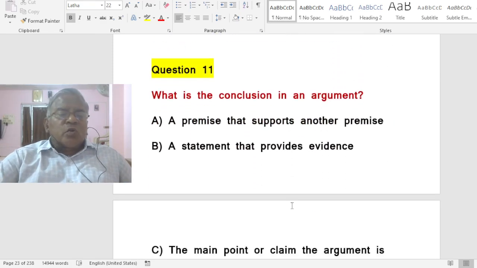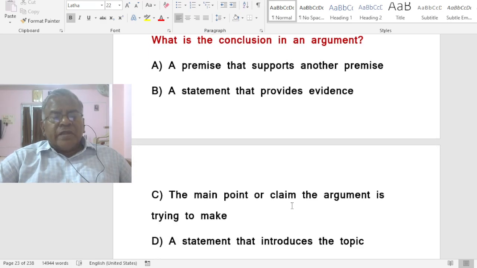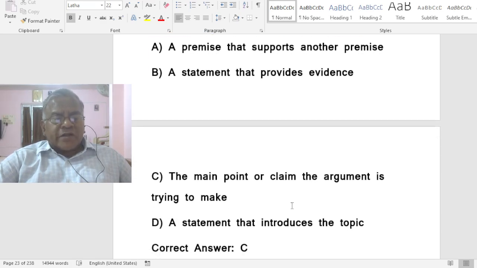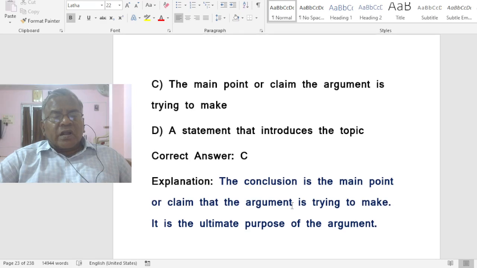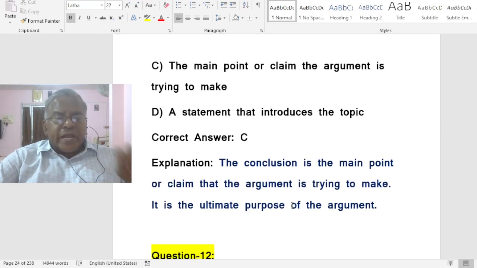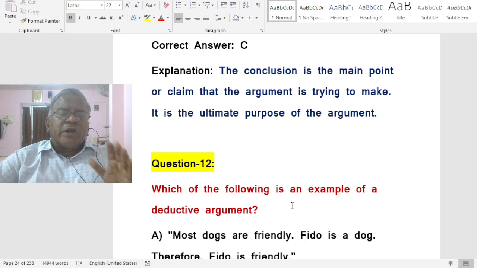Now, what is the conclusion in an argument? A, a premise that supports another premise. B, a statement that provides evidence. C, the main point or claim the argument is trying to make. D, a statement that introduces the topic. What is the correct answer? That is the main point or claim the argument is trying to make. So the conclusion is the main point or claim that the argument is trying to make.